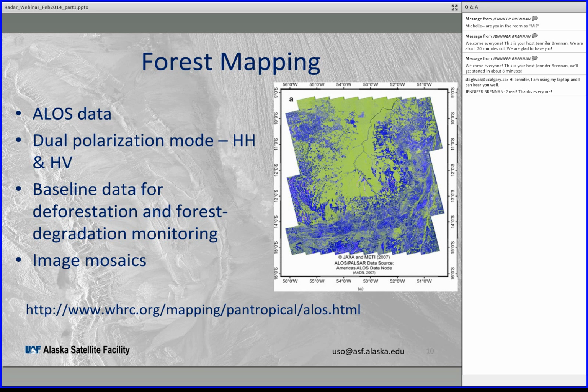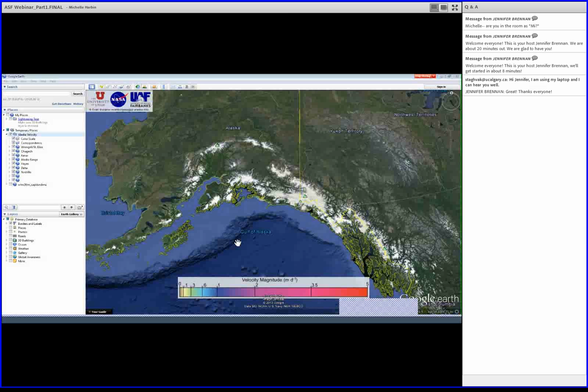So let's take a break from the presentation for a moment and look at those results from the previous studies in Google Earth. Okay, both the previous studies have made their data results available as files for visualization in Google Earth.